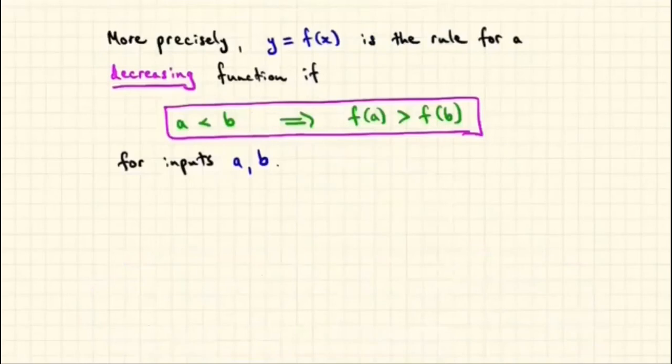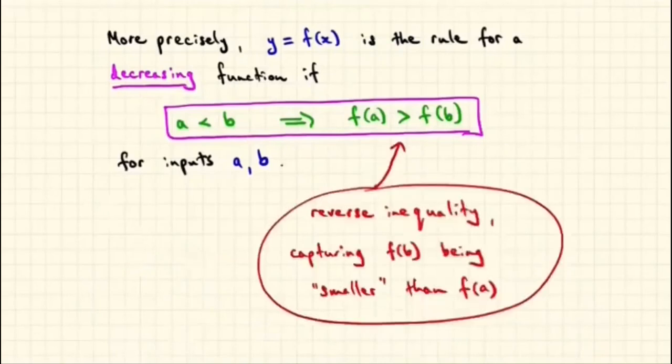More precisely, y equals f of x is the rule for a decreasing function if a less than b implies f of a is greater than f of b for inputs a and b. Note how the inequality less than for inputs turns around into greater than for outputs.